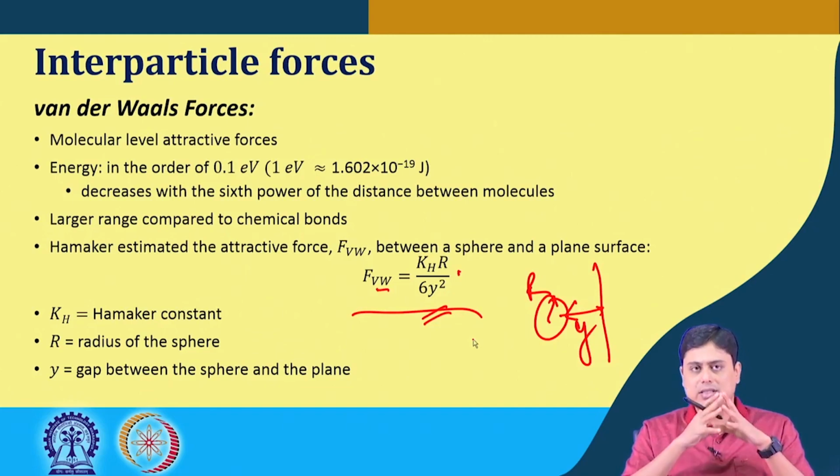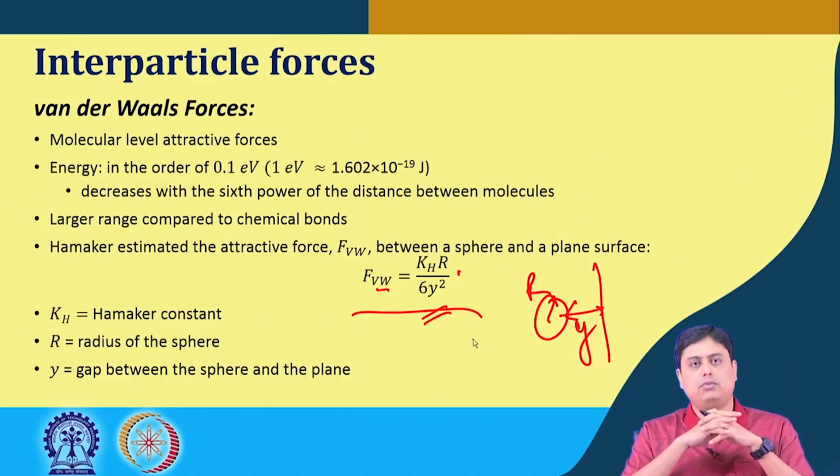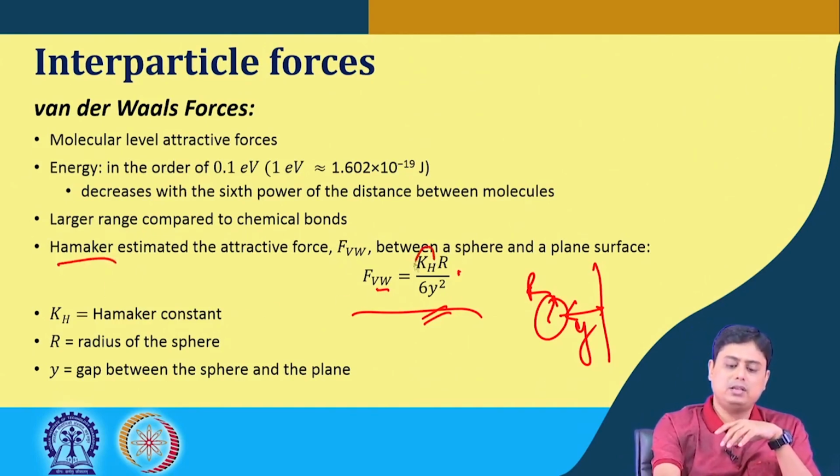So the gist is that it is an attractive force. We have seen its strength is in the order of 0.1 electron volt. This force decreases rapidly as we increase the distance between two molecules, but it is still a longer range force than the chemical bonds. The way of estimating this force has been established by Hamaker, where K_H is the Hamaker constant in this expression.